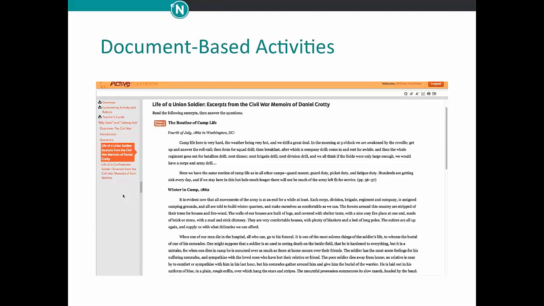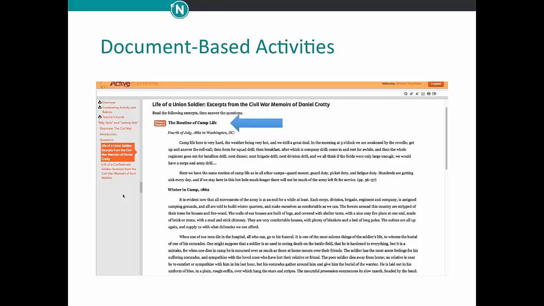Another group of activities that I'm especially fond of are the document-based activities. A caveat here, I wrote several of these, including the one that we're going to look at right now, which is one about Johnny Reb and Billy Yank in the Civil War. So what I did here was I put together primary sources of 2 Civil War soldiers. One is a Union soldier by the name of Daniel Crotty. The other one is a Confederate soldier by the name of Sam Watkins.